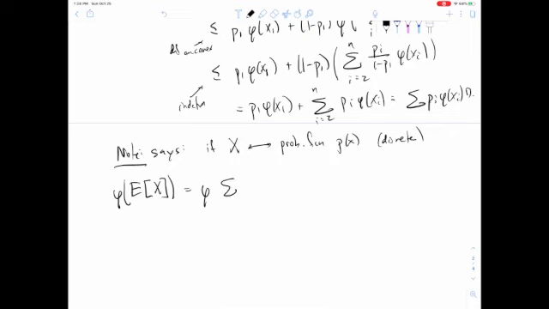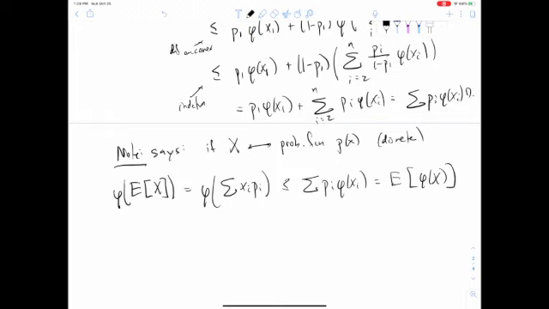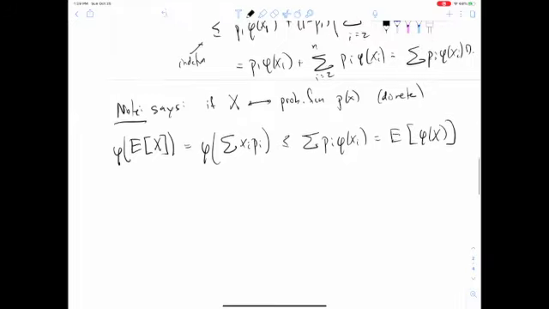That's phi of the sum of the xi's pi's. And this is less than or equal to the sum of the pi's phi of xi's, if phi is convex. And that is, by definition, the expected value of the random variable phi of x. Okay, so we've actually just proved Jensen's inequality in the case of a finite random variable. For now, we'll skip the continuous case of Jensen's inequality, but one can do it extrapolating from the finite case by use, for example, of Riemann sums if you have a continuous probability density function.